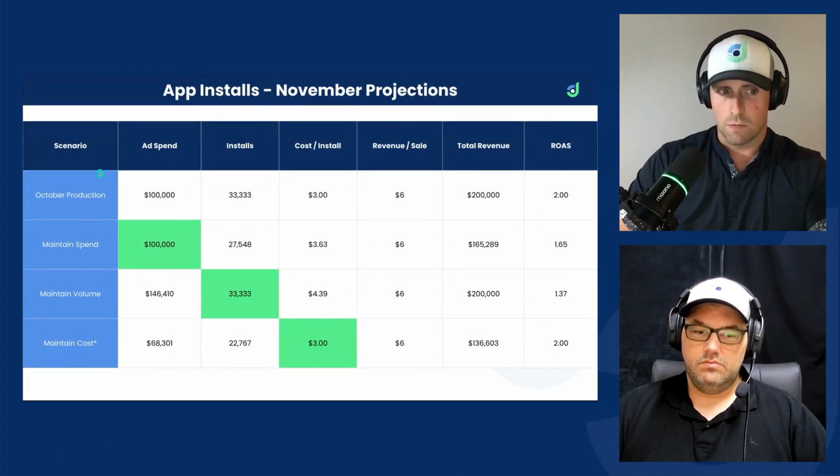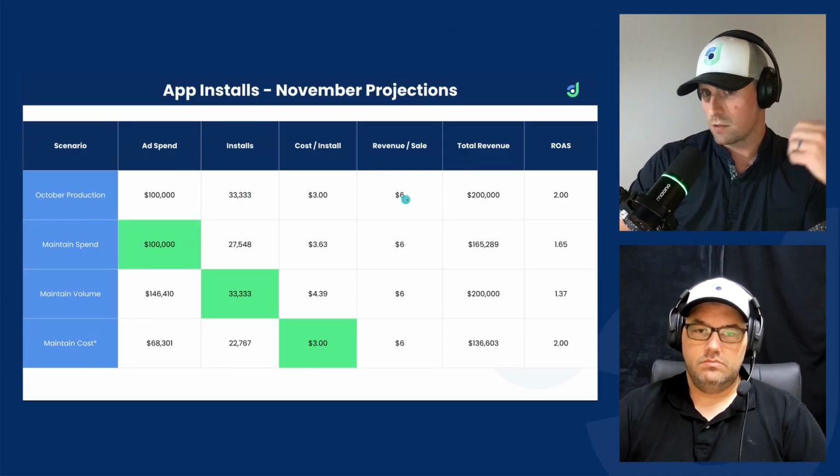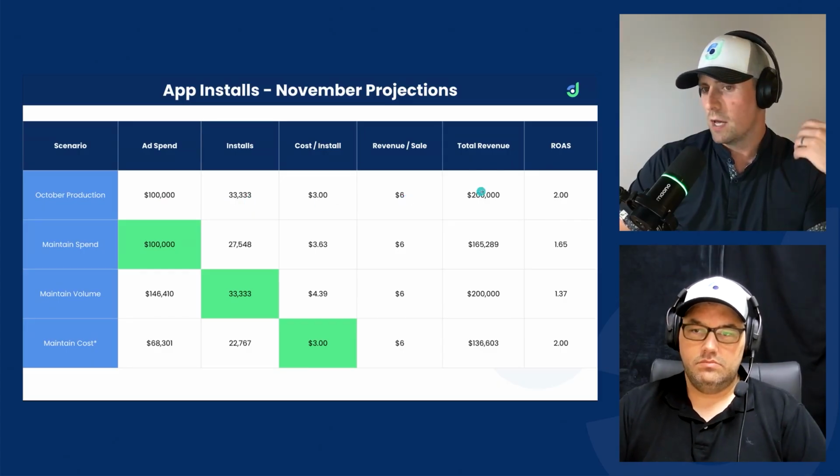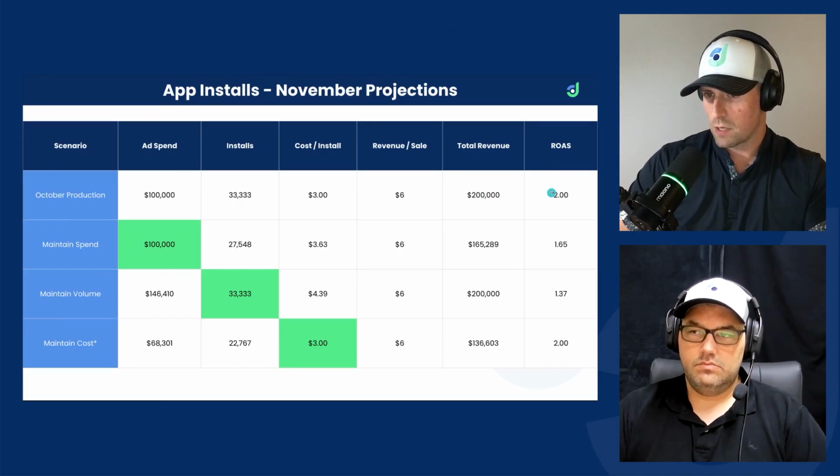So how I go through and I develop projections is I build a spreadsheet that I look at the production of last month. So if we say we spent $100,000, it's $3 cost per install, we're making $6 per install, and we generate revenue of $200,000 with a 2.0 ROAS. Then I build three models.